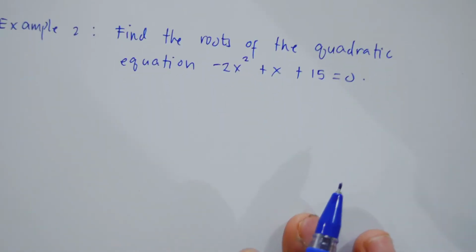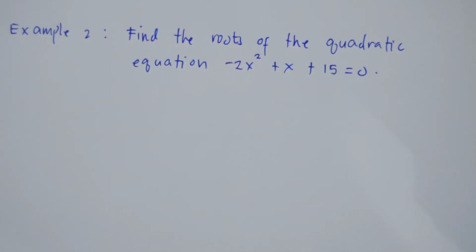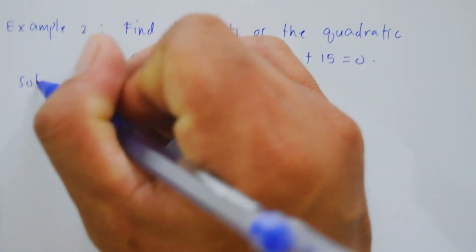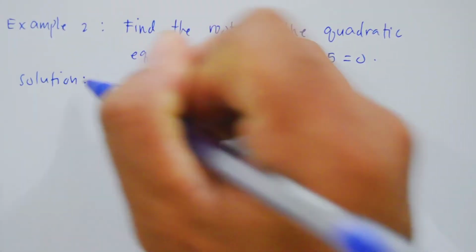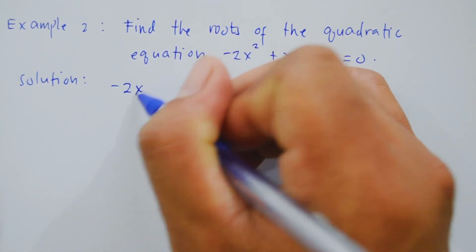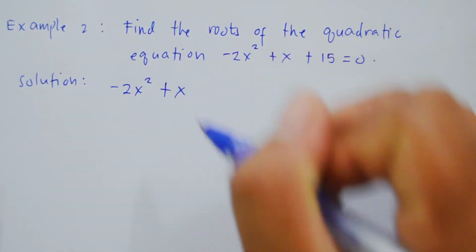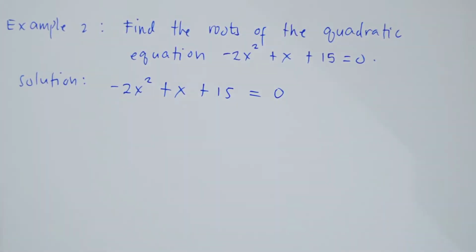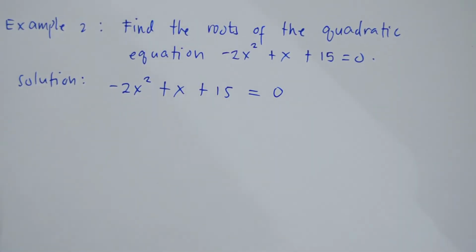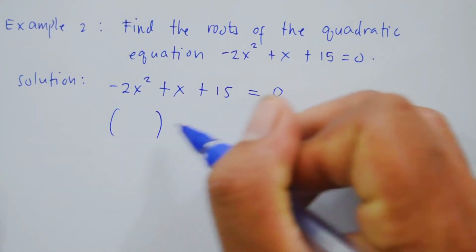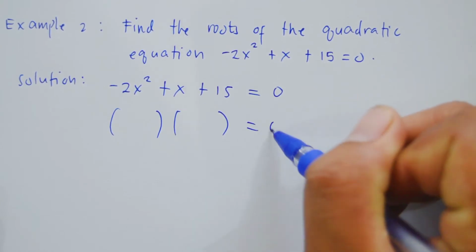Okay, let us have another example. Find the roots of the quadratic equation negative 2x squared plus x plus 15 equals 0. So we have here our solution. Okay, copy the equation negative 2x squared plus x plus 15 equals 0. Then create two parentheses equals 0.